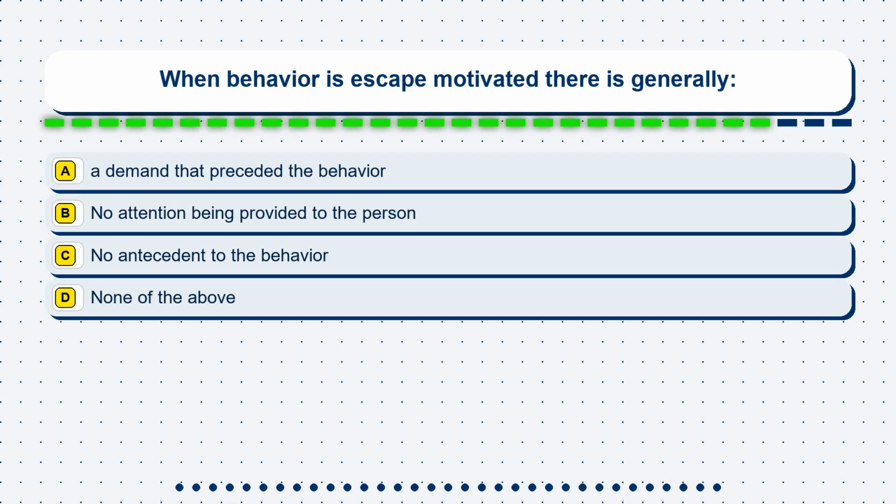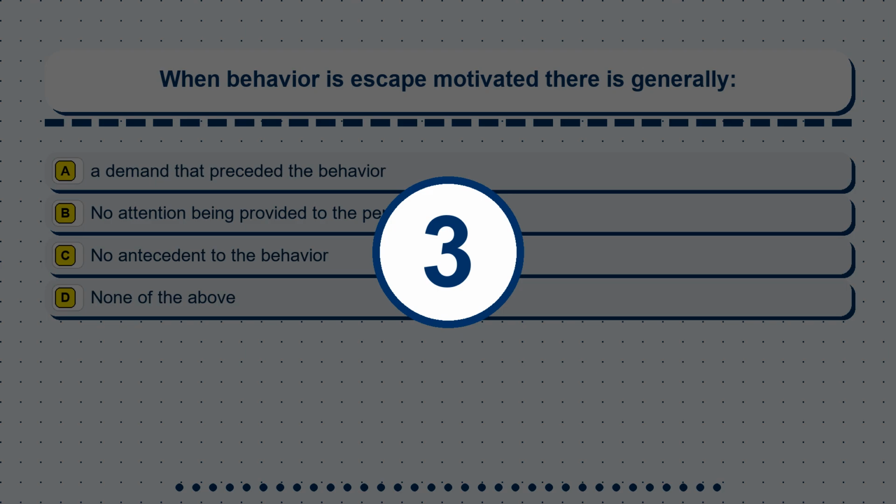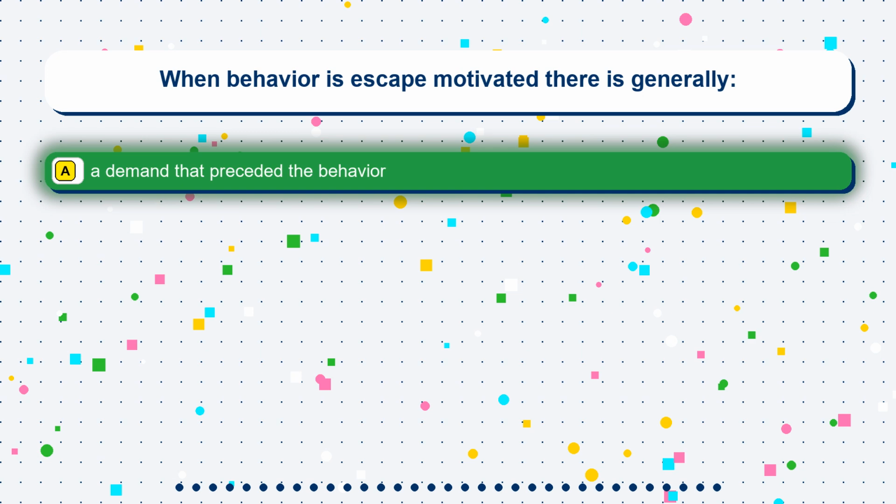Question 32. When behavior is escape motivated, there is generally: Option A, a demand that preceded the behavior. Option B, no attention being provided to the person. Option C, no antecedent to the behavior. Option D, none of the above. The correct answer is Option A, a demand that preceded the behavior.